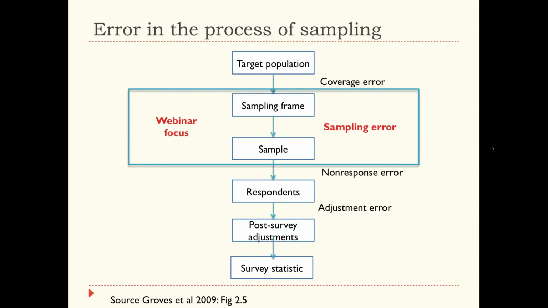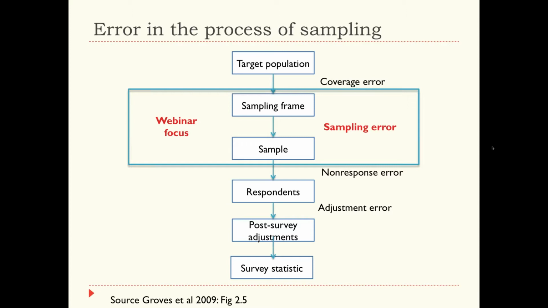So just briefly, coverage error is when you don't actually have complete information or you have incorrect information about who is in your population and the list from which essentially you sample. And that's a very common problem. If we have time, I'll talk about it toward the end.